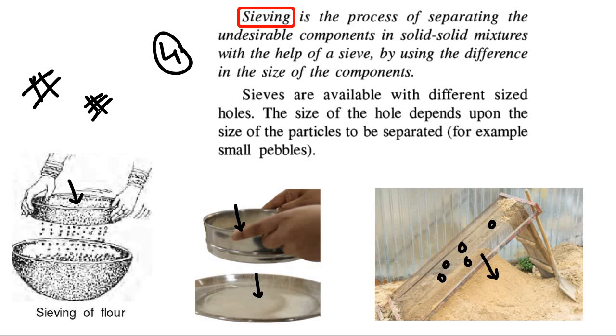Suppose we want to separate a particle of this size, say for example this much big, then we can use this sieve. We don't need to use this, right? But if we want to separate an unwanted particle whose size is this, then we have to use this one, because if we use this one, the unwanted particle will pass through along with your desirable particles as well. So this is the way. Now, so this was technique number 4.